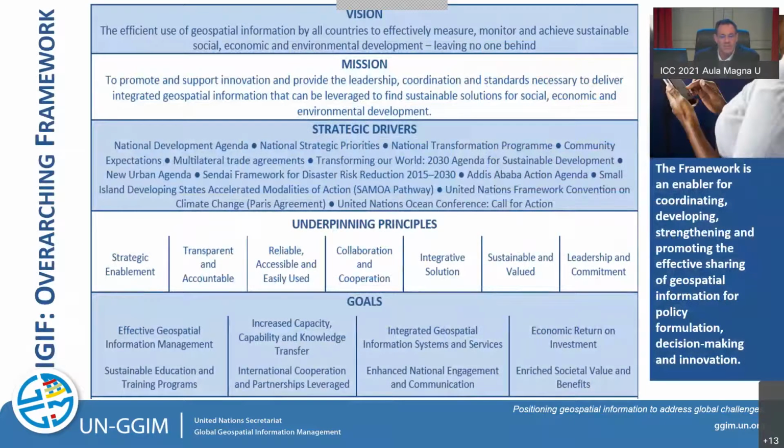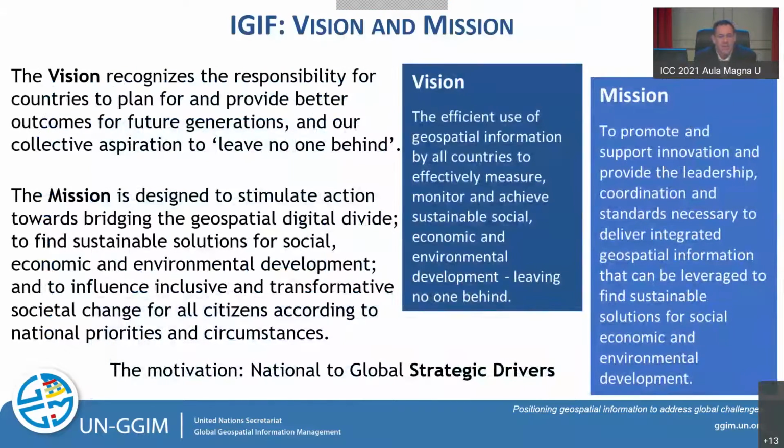As I mentioned yesterday, it starts off with a very high-level strategy, a one-page strategy, in the first half of it here. And I'm just going to go through each of those different parts in a little bit of detail, thinking through what each of those means. First of all, the vision and the mission. So these are key elements to what we're trying to do here. The vision, recognizing that we need to plan for better future generations, and a collective aspiration to leave no one behind. And the mission is really, how do we get there?